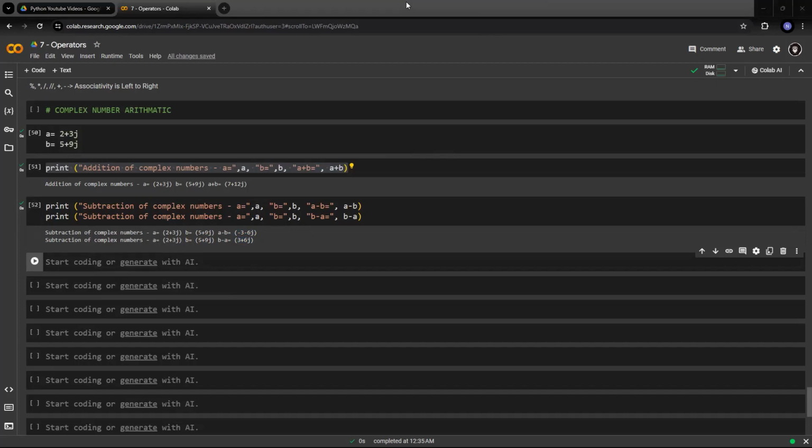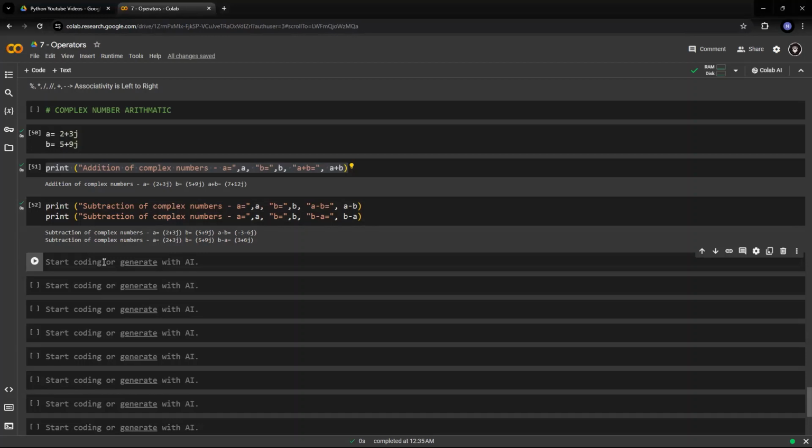Now multiplication of complex numbers. This is where the interesting thing comes into the picture, where multiplication of complex numbers is similar to multiplication of two binomials in algebra. So two complex numbers, the multiplication is given by a formula. You need to understand this. So this is how it happens.